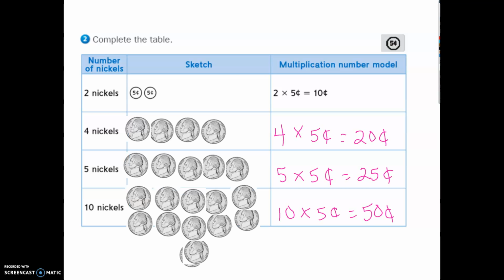Okay, now that you're back, you can see that I finished mine. I have 4 nickels. 4 times 5 cents equals 20 cents. I have my 5 nickels. 5 times 5 cents equals 25 cents. And this time I did smush all my nickels into that space as best I could. So I have 10 nickels, or 10 times 5 cents. 10 nickels is going to be 50 cents.